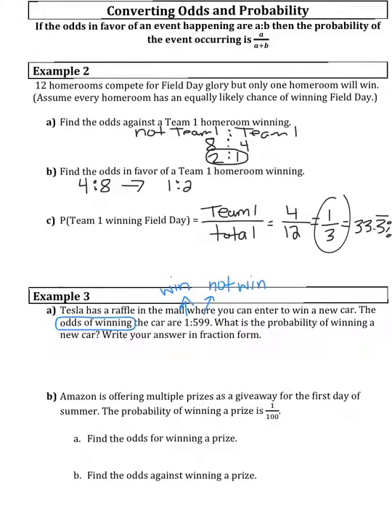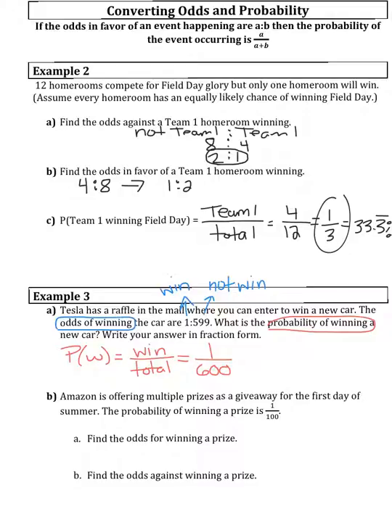But then it asks you to find the probability of winning the new car. So the probability of winning, remember what probability is: how many ways can you win divided by the what? Total. By taking a second to write this down, it will help you to not make a mistake. By labeling, I know now that the win is the 1, and the total, I don't want to write down 599, that's not the total. I have to add those two numbers together to get the total. My probability of winning this car is a 1 out of 600 chance.